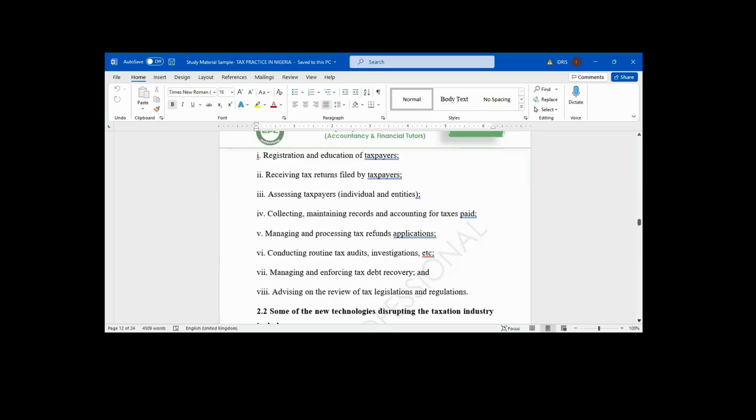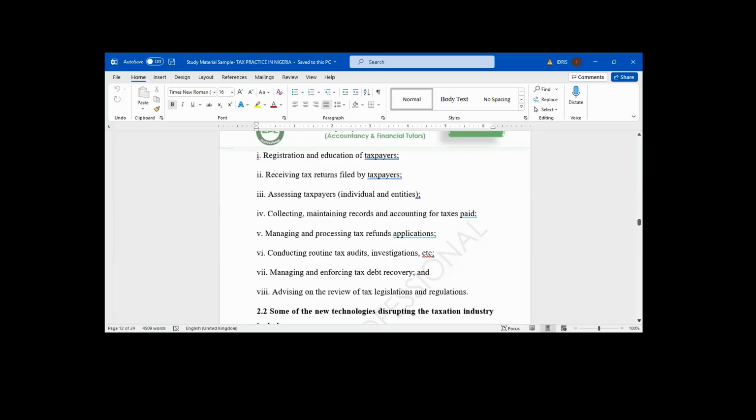Another one is assessing taxpayers. That means the tax administrators are also the ones to determine the amount a taxpayer will pay. They raise the tax assessment on the taxpayer. They determine the tax assessment the taxpayer will pay. This is one of their roles.